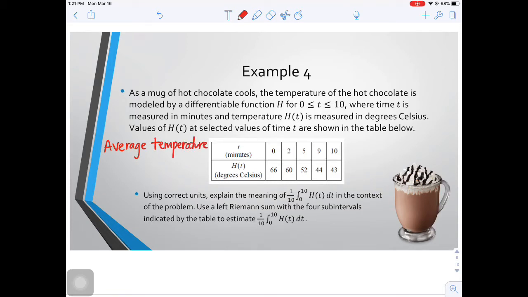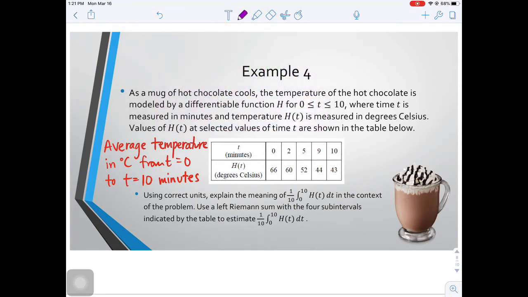We want to include units, so that would be in degrees Celsius from T equals 0 to T equals 10 minutes. That is going to be the meaning of that expression. And now we want to use a left Riemann sum to estimate it.